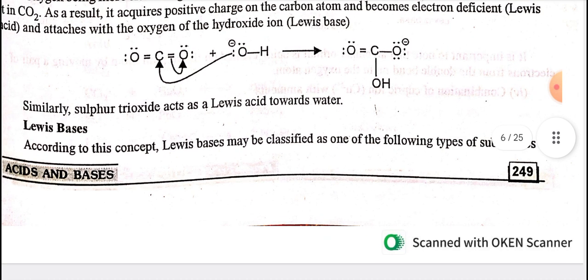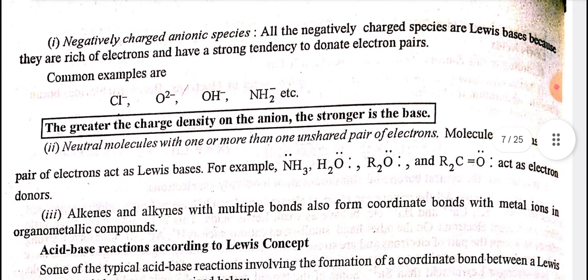Lewis bases. According to this concept, Lewis bases may be classified as one of the following types of substances. Negatively charged ionic species. All the negatively charged species are Lewis bases because they are rich in electrons and have a strong tendency to donate electron pairs. Common examples are chloride, oxide, hydroxide, amide. The greater the charge density of the anion, the stronger is the base.